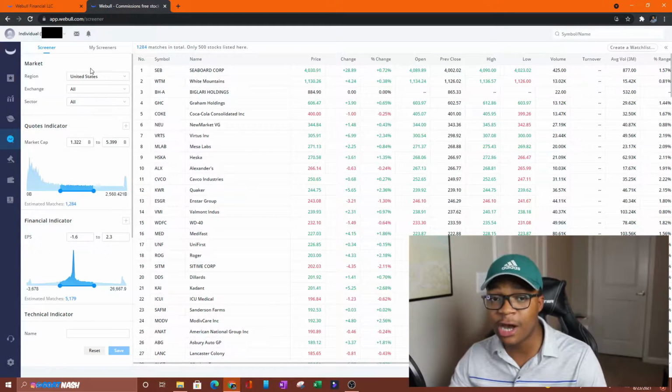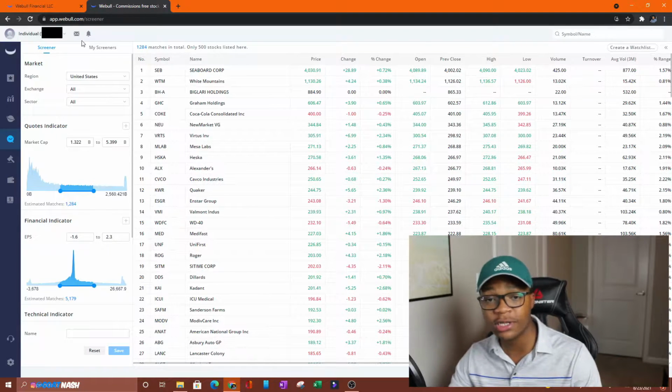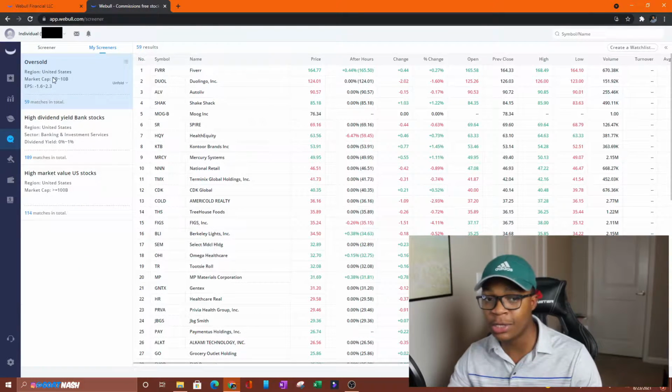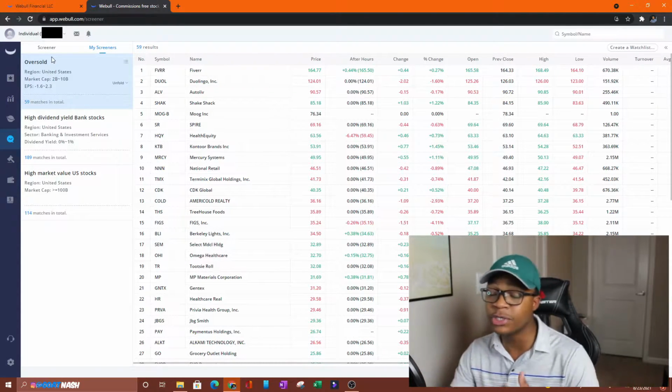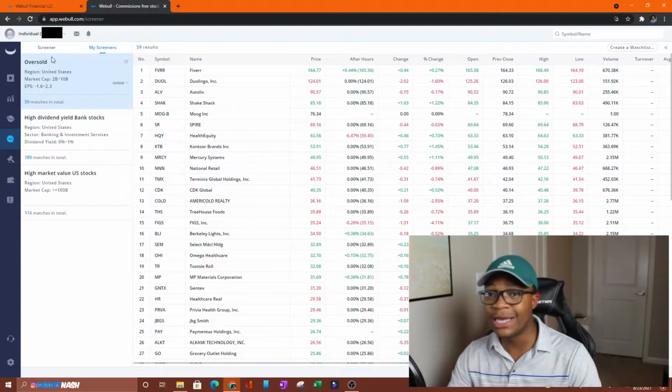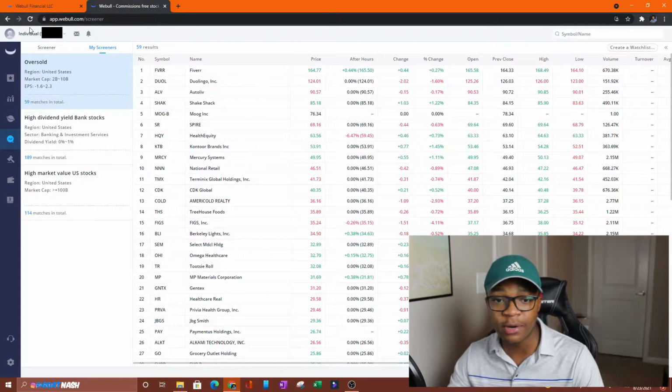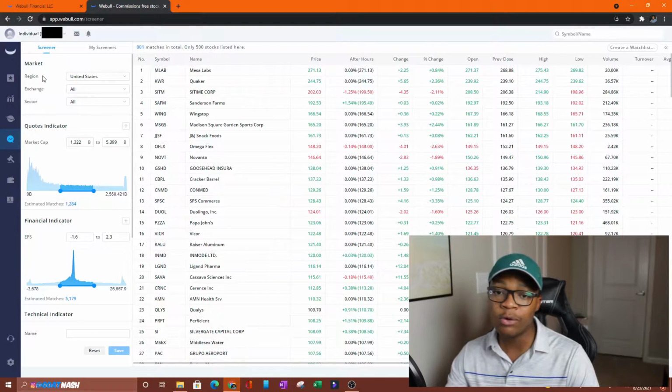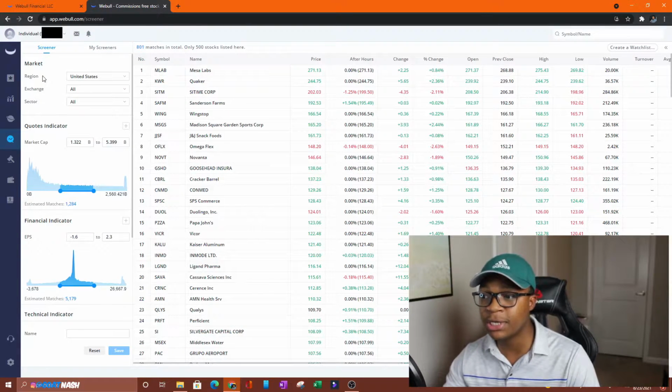As you can see on the top, there are two options: the screener and my screener. I have one that I use, which is called Oversold. It helps me identify stocks that are oversold, and I usually buy those for either swing trades, day trades, or long-term investments. So I'm going to go to screener, and I want to show you some of the basic settings that you can use here.